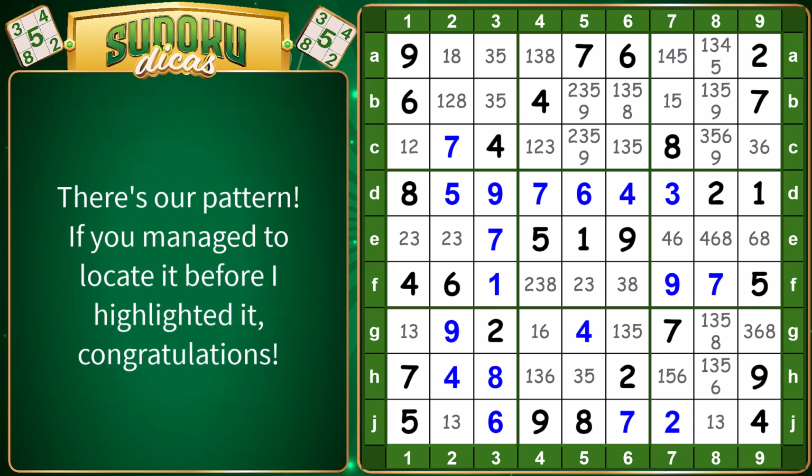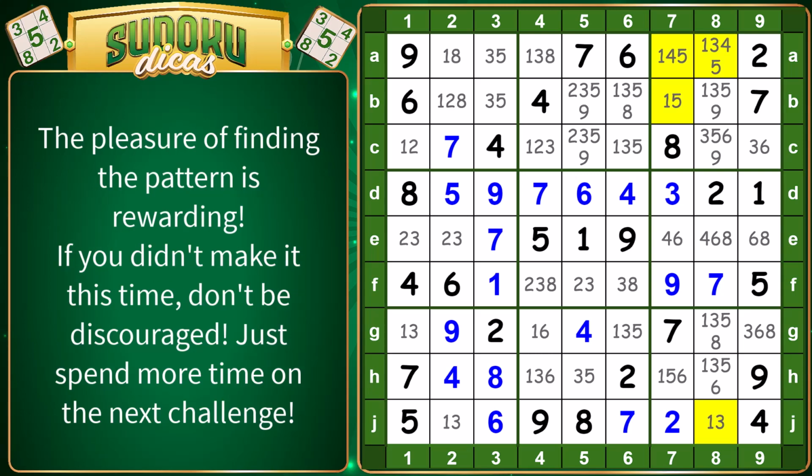If you managed to locate it before I highlighted it, congratulations. The pleasure of finding the pattern is rewarding. If you didn't make it this time, don't be discouraged. Just spend more time on the next challenge.